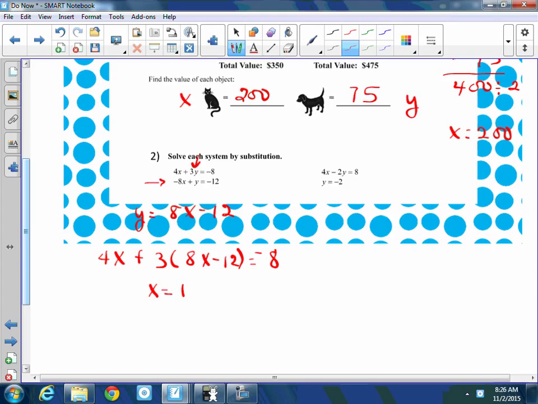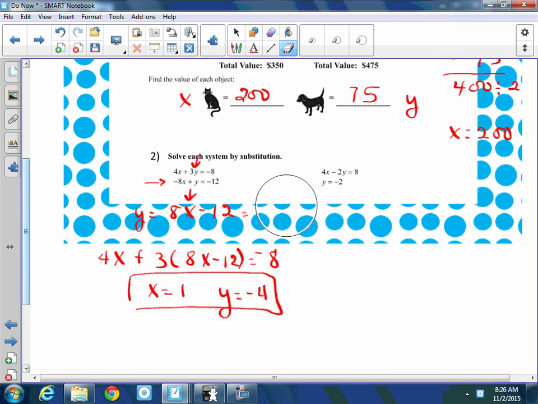All right, what do we got? Is it 1, for those of you that were actually doing it? Yes? All right, so now what do we have to do? Plug it in right there because I need y, right? So that will be 8 times 1, 8 minus 12. Very good. So my x equals 1 and my y equals -4.